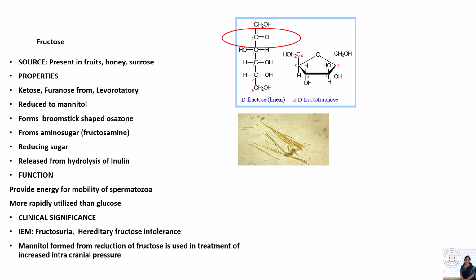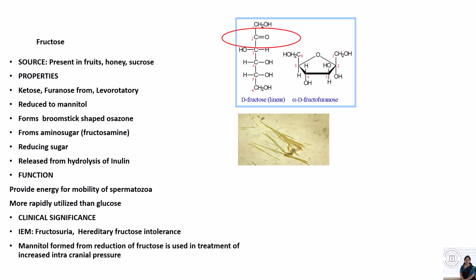Coming to sources, properties, functions and clinical significance of fructose. As you all know, fructose is mainly present in fruits, honey, and it is one of the components of sucrose, which is a disaccharide made up of glucose and fructose. Properties of fructose are as follows. It is a keto sugar. It has a functional keto group present in furanose form, and it is levorotatory, meaning it rotates the plane polarized light to the left side.